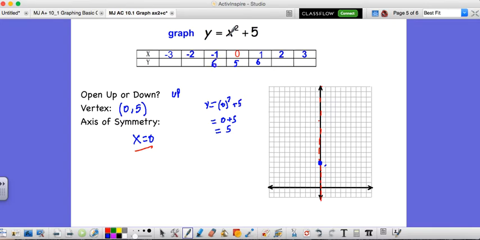Plug in a 2 now. 2 squared is 4, plus 5 is 9. Negative 2 will be at 9 as well. Let's do 3. 3 squared is 9, plus 5 is 14. So we'll have negative 3, positive 14 as well. So we said we had 1, 6. We have 2, 9. And we have 3, 14.